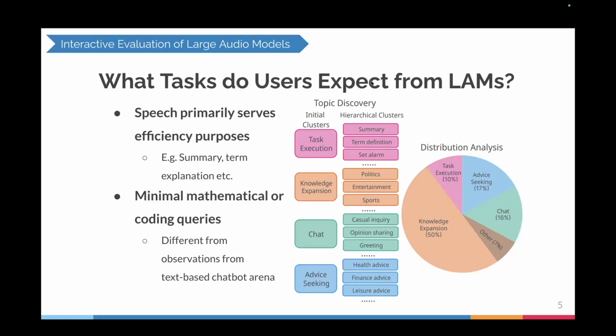These patterns give us useful insights into what users actually expect from speech-based models. For example, since knowledge-related questions are most common, it's important for audio systems to have accurate and up-to-date factual knowledge, possibly supported by retrieval.